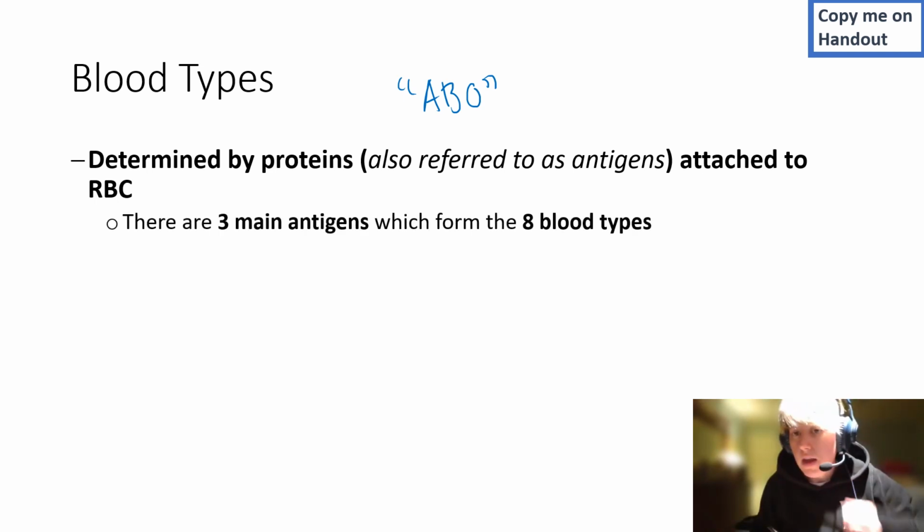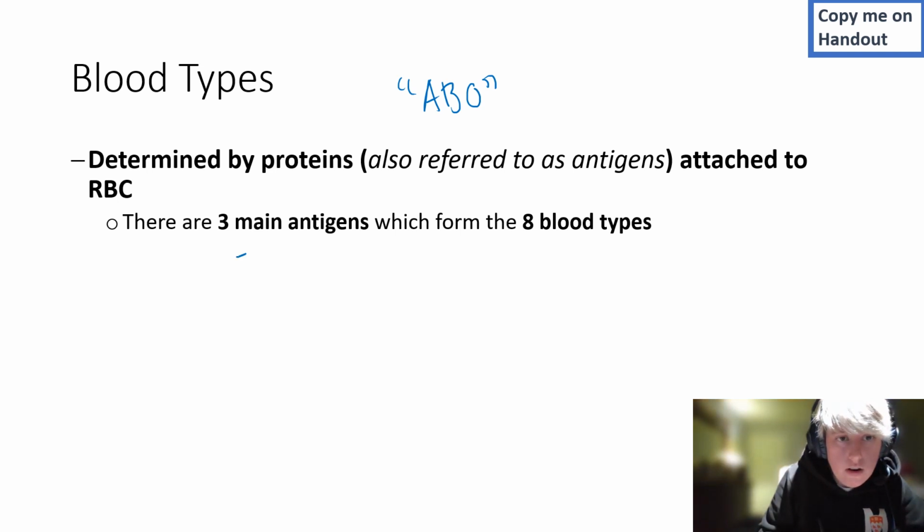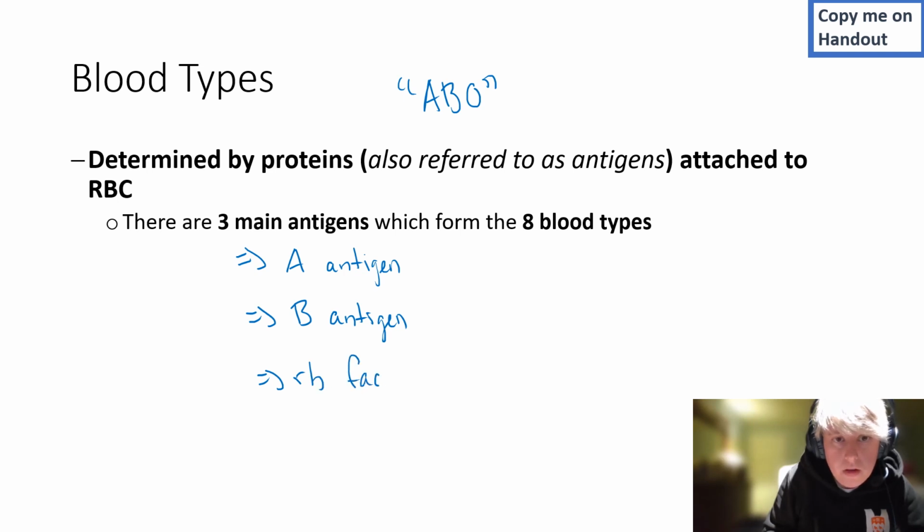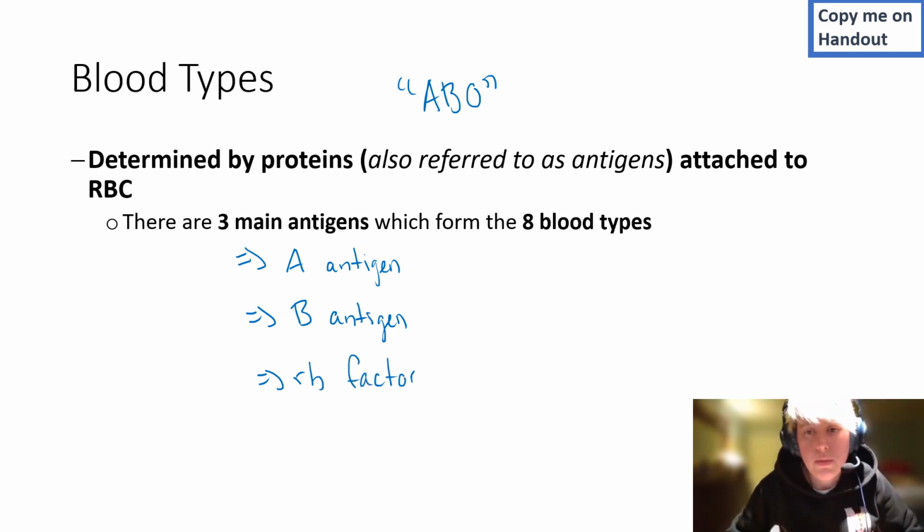So basically three main blood proteins. And these antigens are the A antigen, the B antigen, and the RH factor. Now, the RH factor actually represents the rhesus factor, and this factor was actually found in the blood of rhesus monkeys, and then through more experimentation was discovered that was also found in the red blood cells of humans. So that's why this factor is called the rhesus factor.